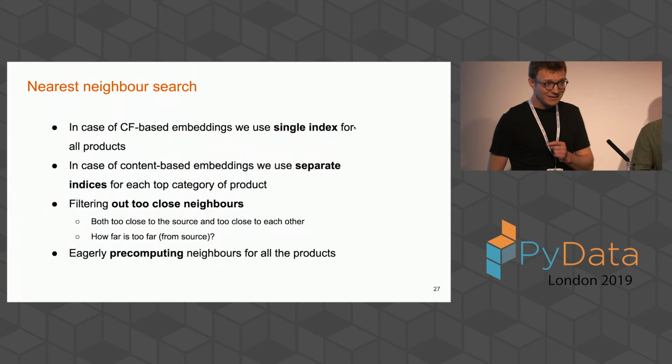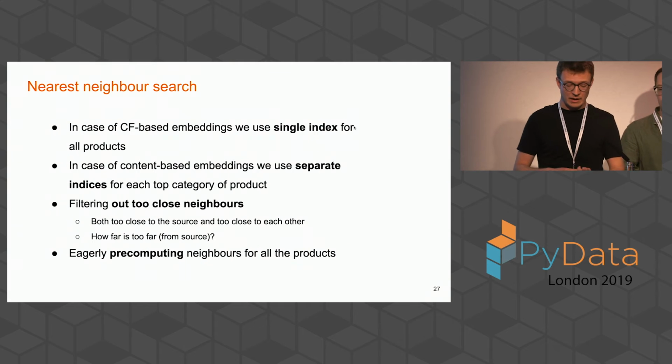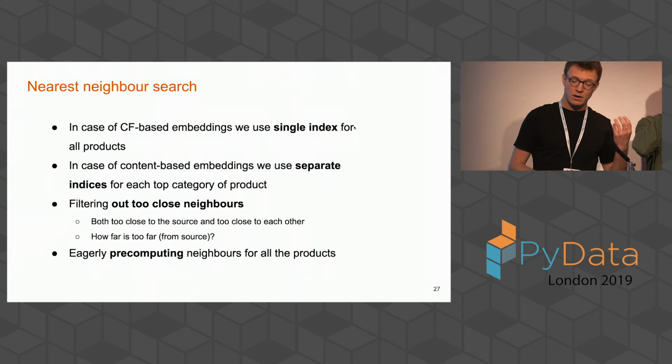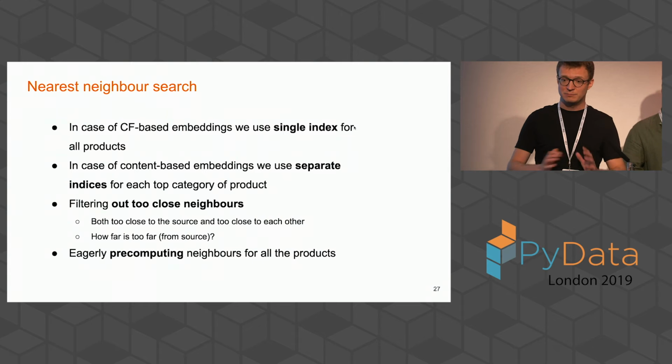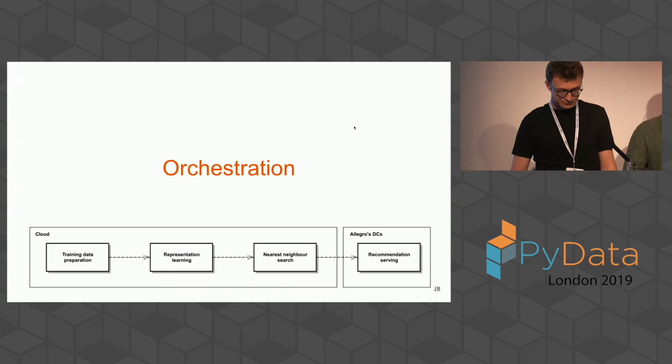Also, one important thing is that we eagerly pre-compute all recommendations. So for all the products on our platform, we eagerly pre-compute daily recommendations. I mean, we could retrieve those neighbors in an online fashion, but in most cases, it's enough to do this offline and then serve just pre-computed recommendations. I will tell about this later on a little bit.